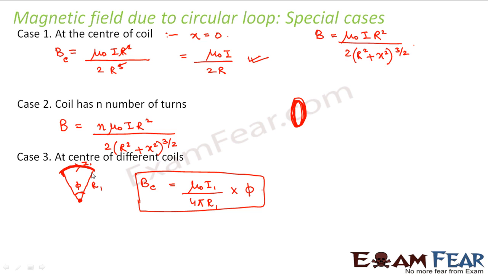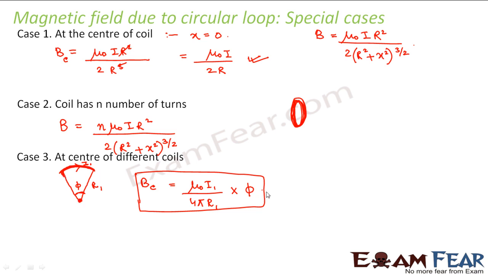That means if I don't know whether it is a complete circle or whether it is half of a circle or whatever it is, in that case we can apply this rule. That is, the magnetic field at the center is mu naught I by 4 pi r into phi, where phi is the angle which is subtended at the center by the coil.